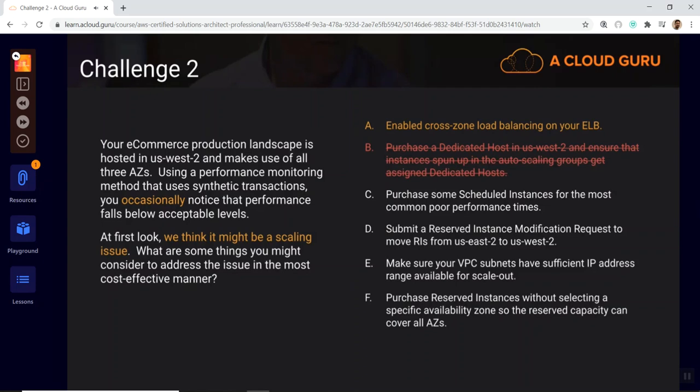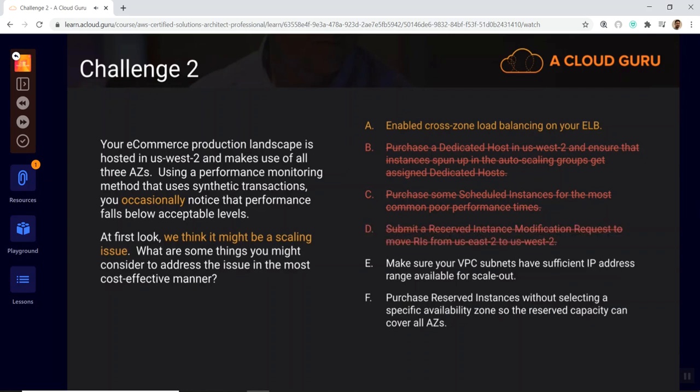Option C says we can purchase some scheduled instances for the most common poor performance times. This might work, but it seems we don't really have much of an indication around when the load might come. So I'm going to eliminate this one. Option D says we can submit a reserved instance modification request to move reserved instances from US East 2 to US West 2. Well, you can't move reserved instances between regions, so this just won't work. So I can eliminate that.